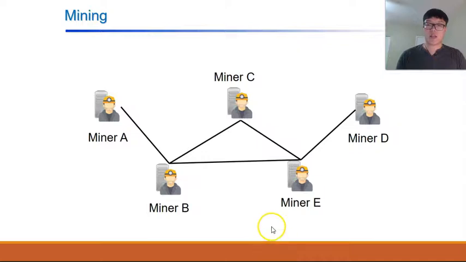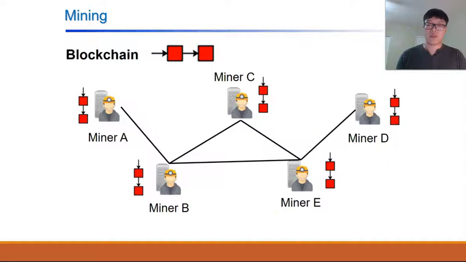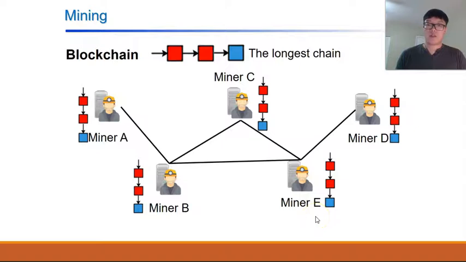In Bitcoin, miners are connected through the peer-to-peer network. Each miner stores all the received blocks. When a miner finds a new block, it will transmit this block to other nodes. In blockchain, miners always produce blocks on the longest chain.